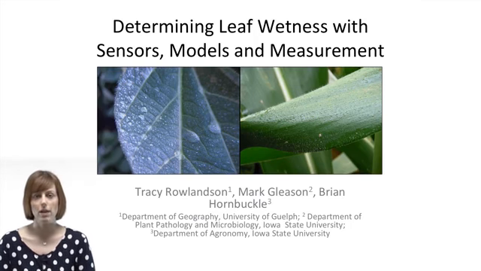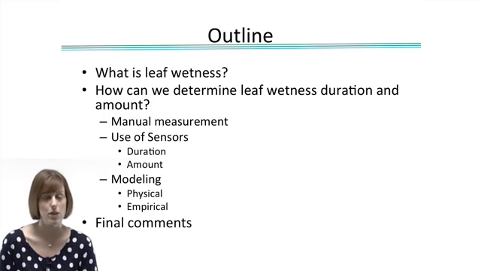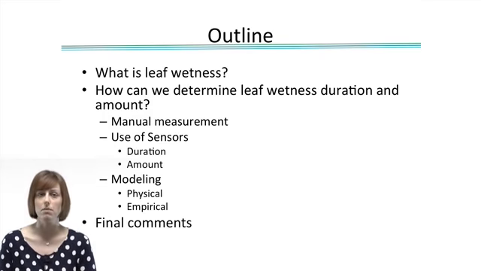So just to give you a brief outline of what I'll discuss in the seminar today: a definition of what leaf wetness is, and why we're actually concerned about leaf wetness, and how we can go about determining both leaf wetness and duration. There are three methods that I'll discuss today. One is manual measurement. We can do that for both wetness amount as well as duration. The use of sensors, which have traditionally been limited to estimating leaf wetness duration, but we're looking at the possibility of using them for amount estimation as well. And modeling, where we're going to discuss both physical and empirical models, and then provide some final comments as to the measurement advantages and disadvantages of each technique.